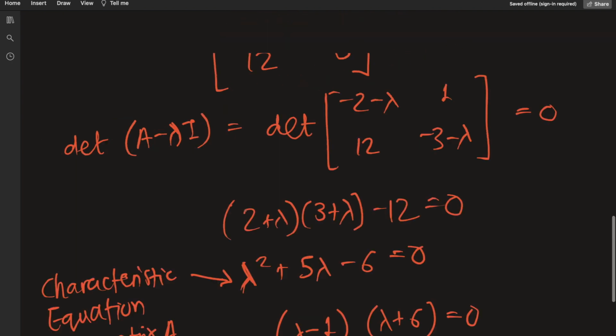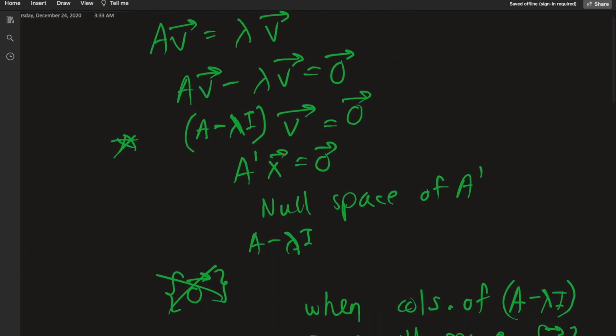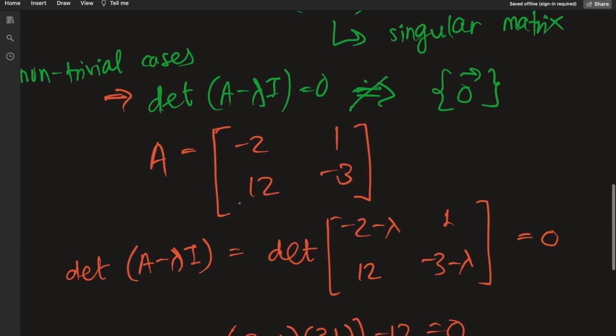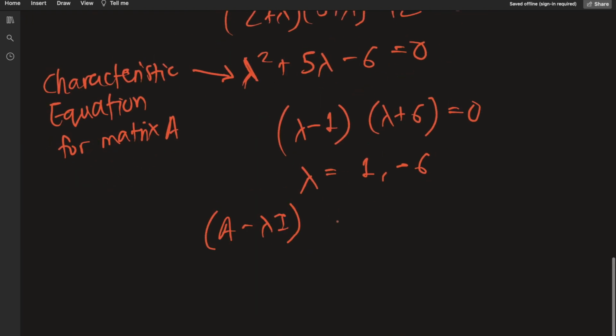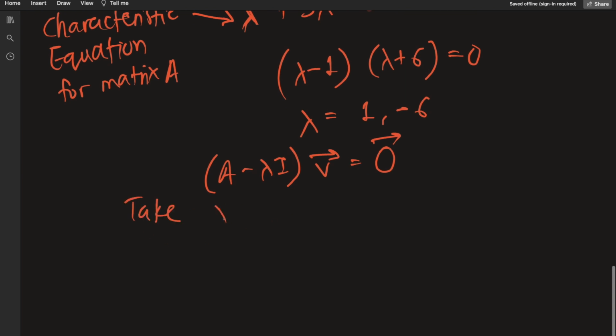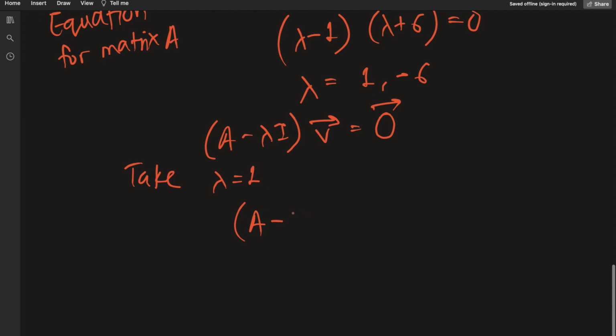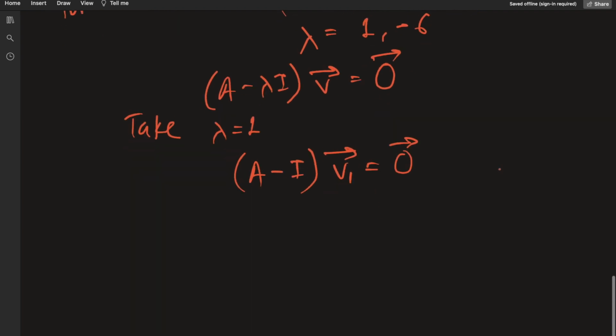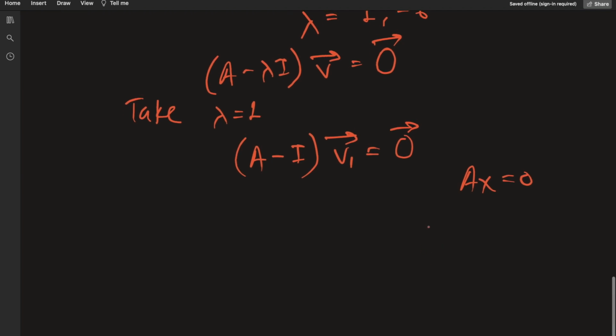Now what? Now consider this equation that we had, the starred one: A minus lambda I times the respective eigenvector v is equal to the 0 vector. Now consider the case where lambda is 1. Then we have A minus 1 times the identity, times, call this v1, is equal to the 0 vector. Now this system is precisely the system Ax equals 0. And how do you solve such systems? If you remember my first or second video on linear algebra, we row reduce.